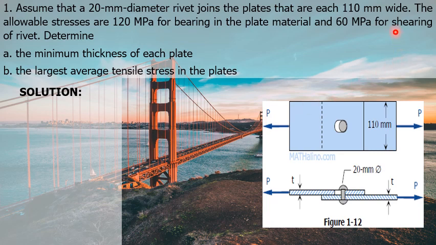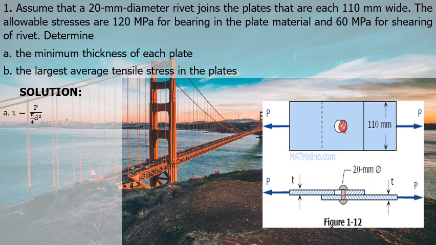Rather, let's make use of the shearing stress. The formula is tau is equal to V over A, wherein the shearing force V is also the tensile load P. And our area to consider for shearing stress is the area of the rivet. This is the shearing area, and that is the area of a circle.